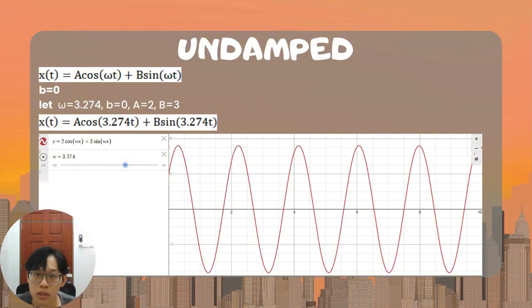So for the undamped oscillation, by using the formula we just derived, we substitute b equal to 0 and omega equal to 3.274, and substitute any constants for A and B, then you will get this graph, in which the amplitude does not change over time. So this one is the simple harmonic oscillation.